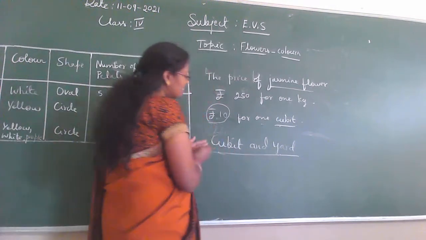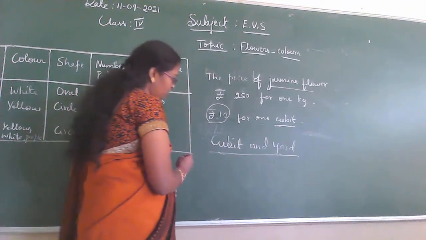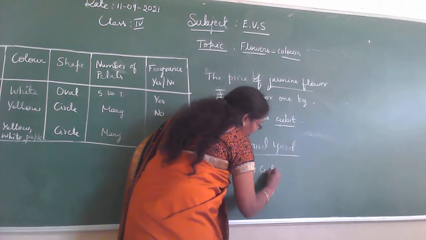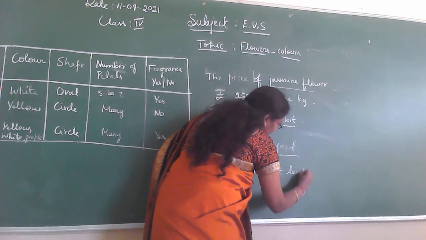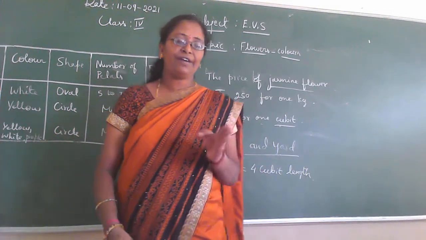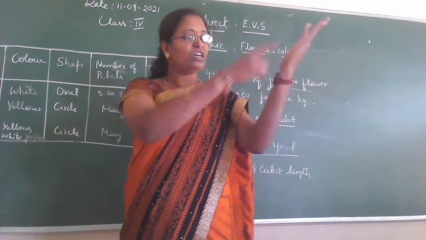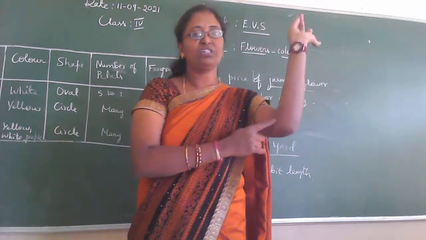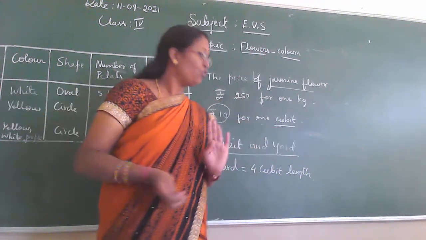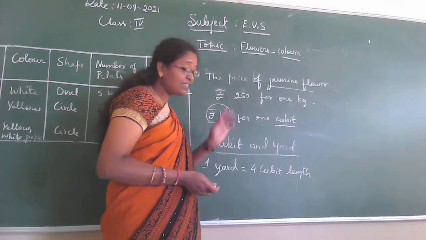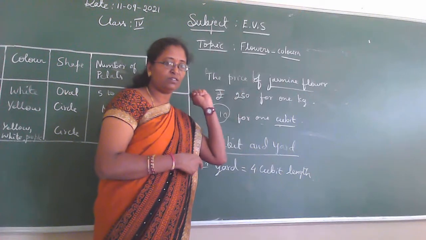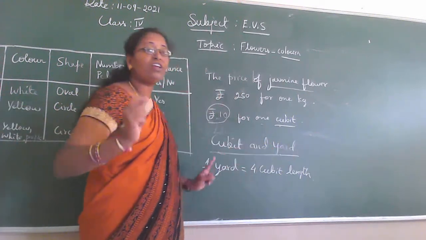So cubit is smaller than the yard. 1 yard is equal to 4 cubit length. Understand me, children? So 1 yard is 4 cubit length. Even from this finger to here it is 1 cubit. So 1 yard is equal to 4 cubit length. This much is 1 cubit, 4 times, so that is equal to 1 yard.